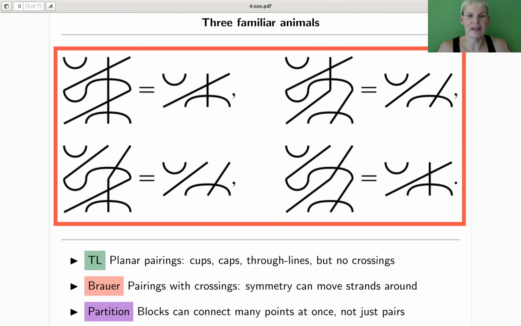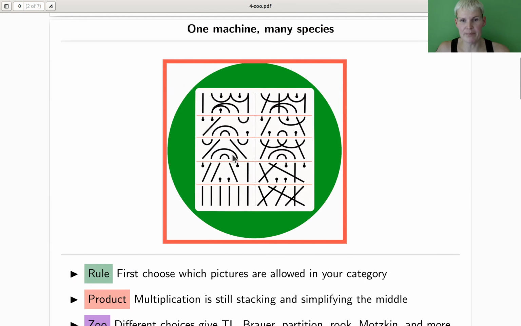Okay, so I already said that. Here's an example of Brauer. So if you do Brauer and you put another Brauer picture on top, you get a Brauer picture. Yeah, so a little bit of Brauer multiplication. So literally Temperley Lieb, Brauer, partition, right?